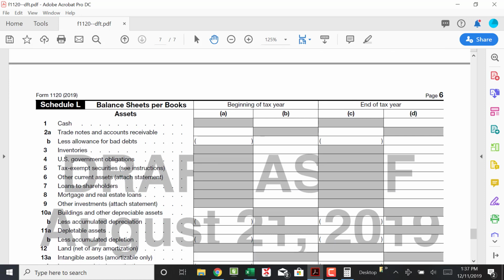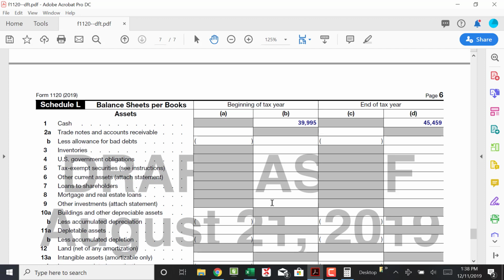Now we have our balance sheet, and we're going to do the beginning and ending balance sheet, again, on the book basis here. So cash, beginning of the year, $39,995. End of the year was $45,459. They had no accounts receivable, no inventories, and so on. The next thing that they have is they do have some other investments.